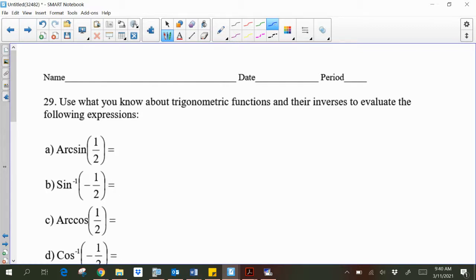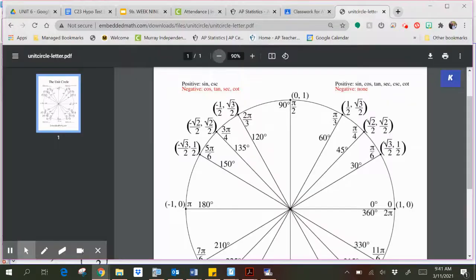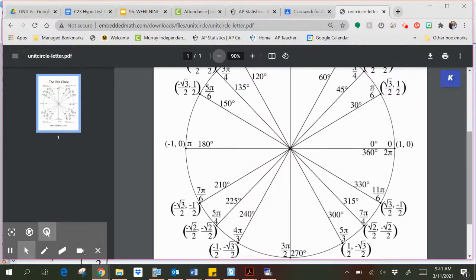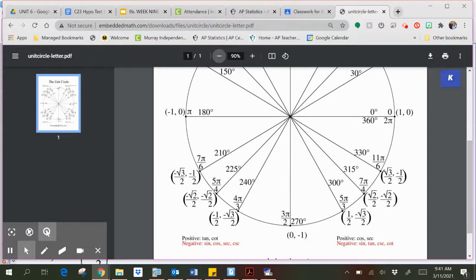Okay, so we just did this one. Arc sine of 1/2 is pi over 6. Sine to the negative 1 still means arc sine. Same thing, right? So arc sine of negative 1/2. If you look at the unit circle and you're looking to see where sine is negative 1/2, that would be at 7 pi over 6 and 11 pi over 6.